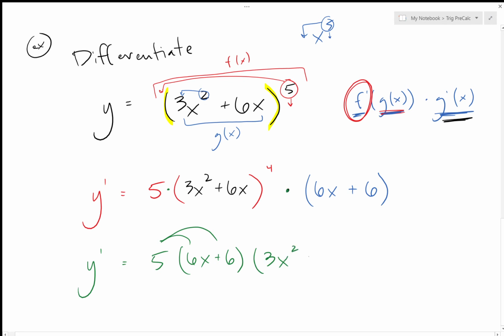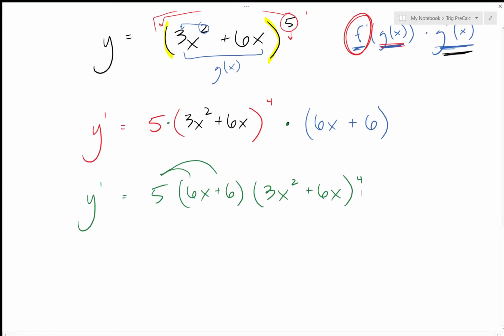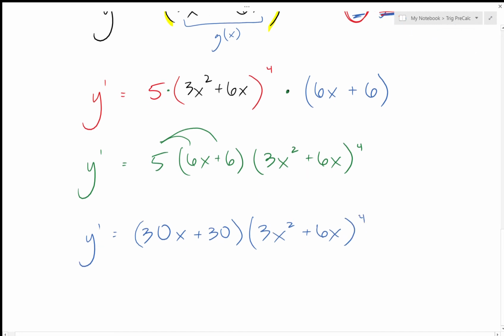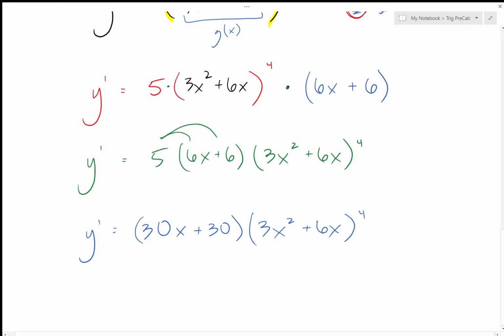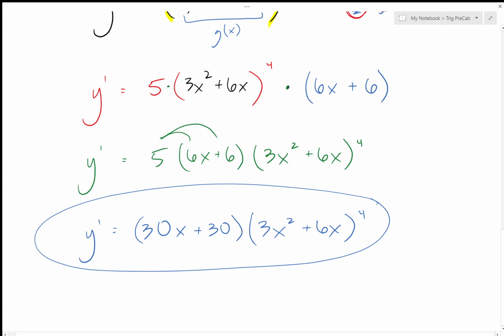this 3x squared plus 6x to the 4th, but we're not going to write all that out because to the 4th power, that's just way too much stuff to write out 4 times. So at least we can clean up the front. We've got 30x plus 30. That whole thing is being multiplied by this 3x squared plus 6x to the 4, and that's really as far as we're going to go right now. That is the derivative of that original piece using chain rule.